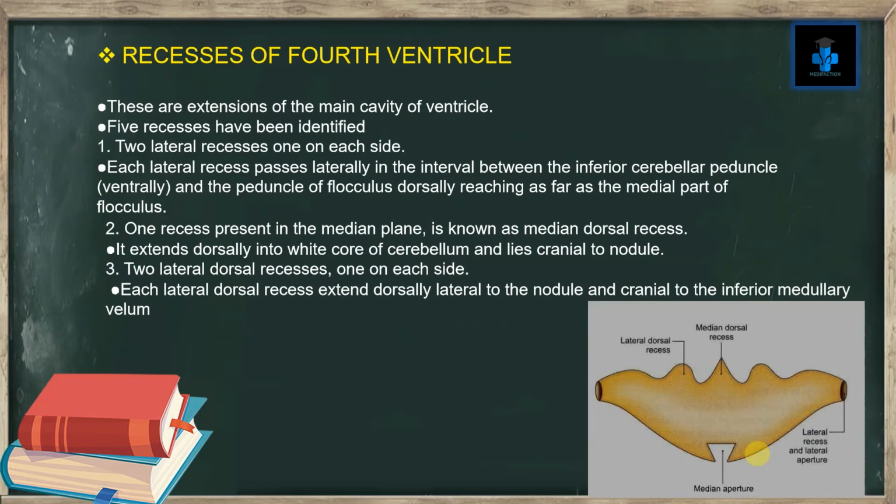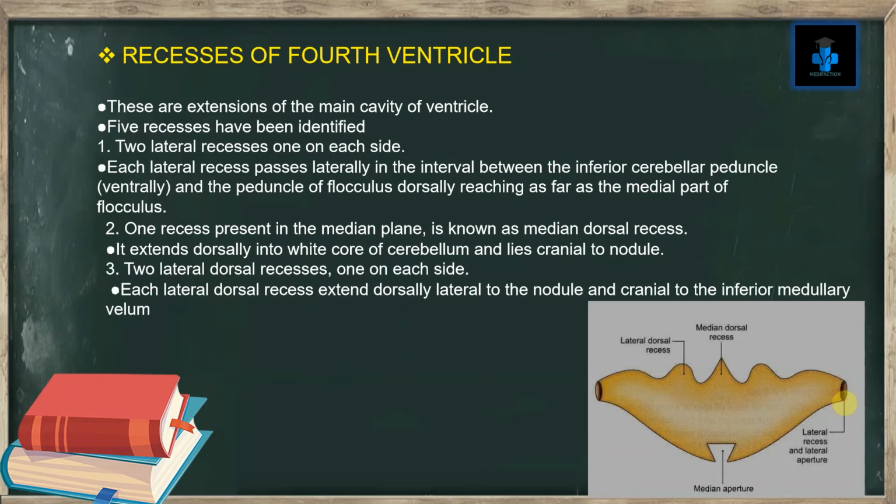Recesses of fourth ventricle. These are extensions of the main cavity of ventricle. 5 recesses have been identified. Number 1. 2 lateral recesses, one on each side. These are the lateral recesses. Each lateral recess passes laterally in the interval between the inferior cerebellar peduncle ventrally and the peduncle of flocculus dorsally, reaching as far as the medial part of the flocculus.